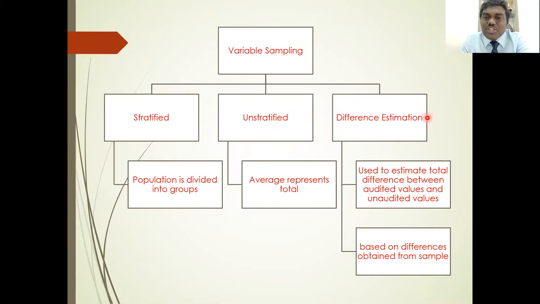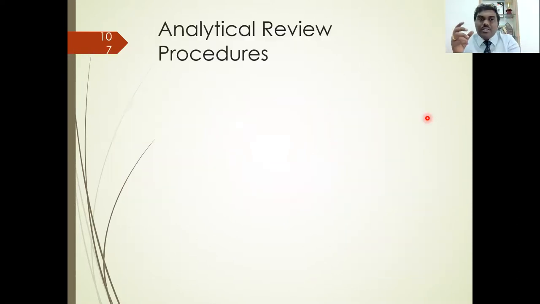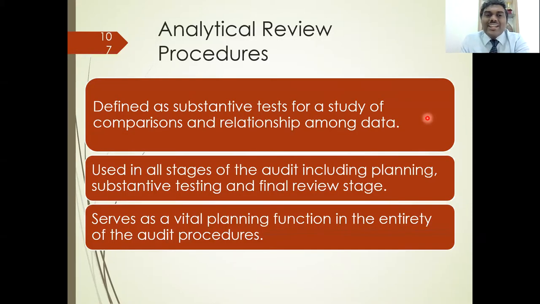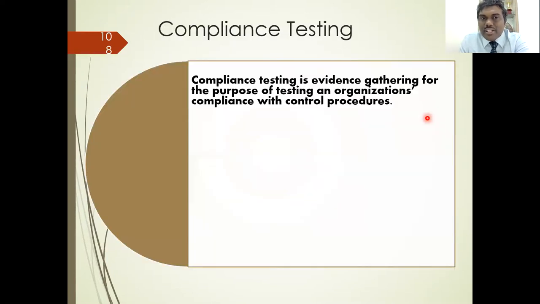Then there's difference estimation, used to estimate the total difference between audited values and unaudited values. For example, you know the overall population is 500, of which how much you audited is this much, and how much you didn't audit is the balance. So is there some ratio which you can establish? So from the sample, you determine, okay, this is how the population is. Then of course you have analytical procedures. These are nothing but substantive tests for doing detailed examination.